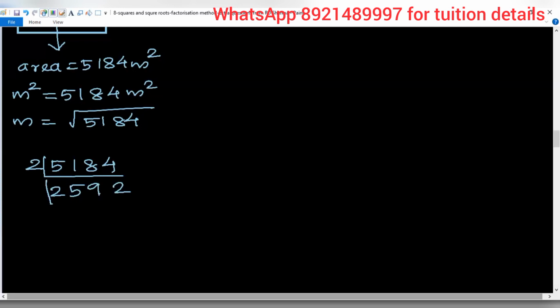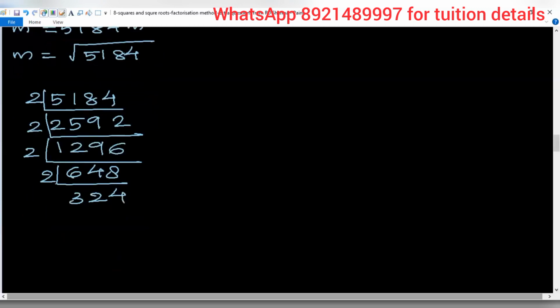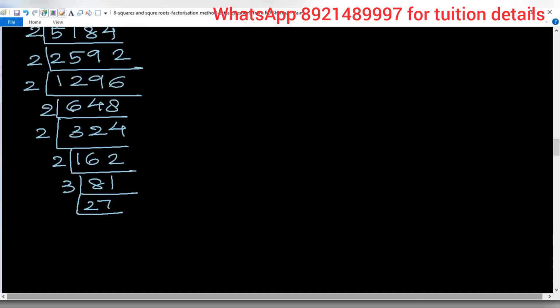2592. Again we can divide by 2. 1296. Again we can divide by 2. 648. Again we can divide by 2. That is 324. Again we can divide by 2. That is 162. Again by 2, that is 81. Then 3, 27. Then again 3, 9. Again 3. So this is the complete factorization.